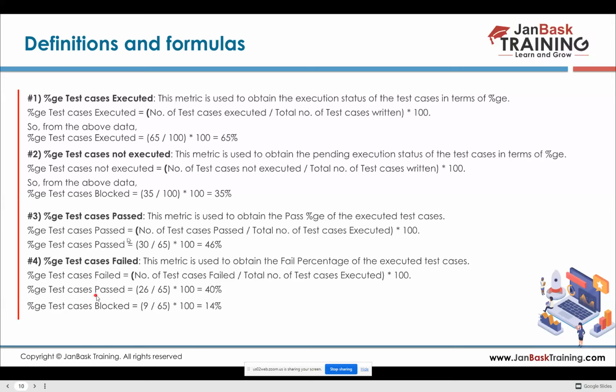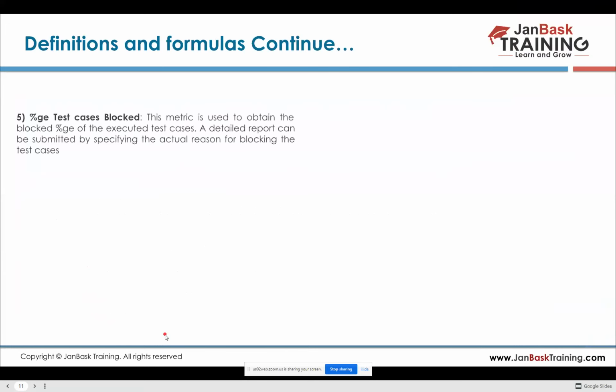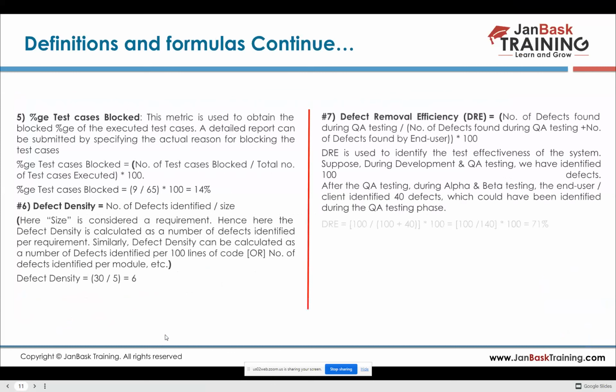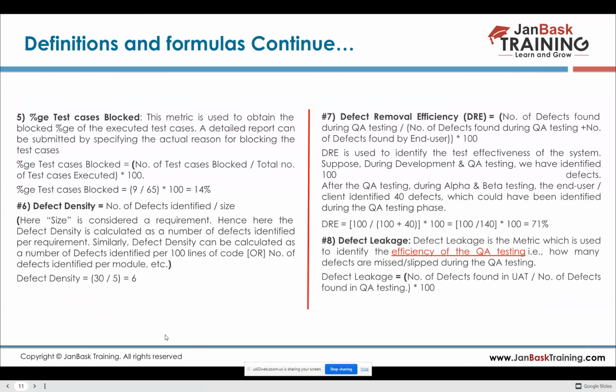Okay. So percentage of test cases passed and percentage of test cases blocked, similarly, you will get by this similar formula. Then percentage of test cases blocked. So percentage of test cases blocked is the total number of test cases blocked divided by the total number of test cases executed, into 100. Right? So 9 test cases are blocked, 65 test cases you have executed, into 100. So that gives you 14%.